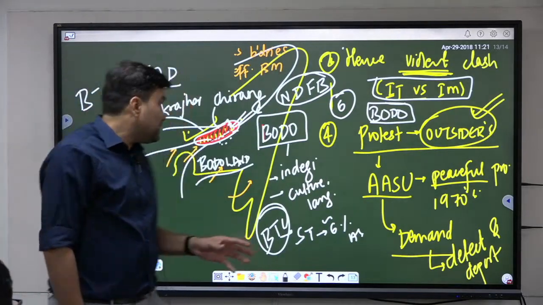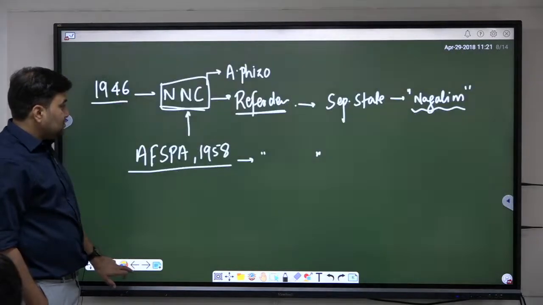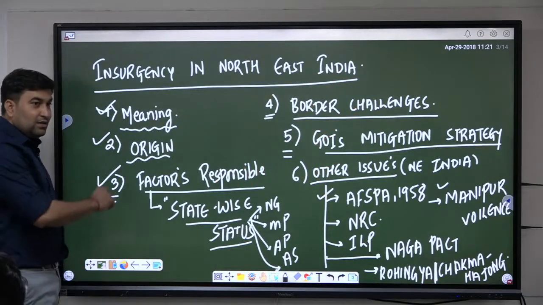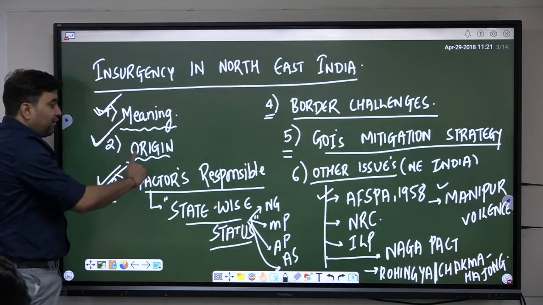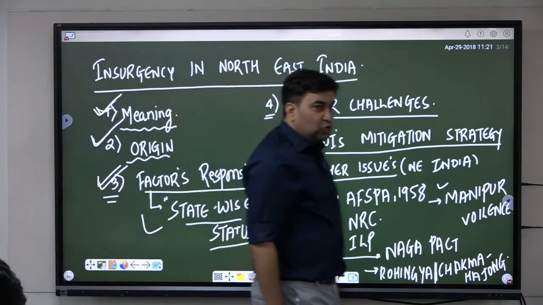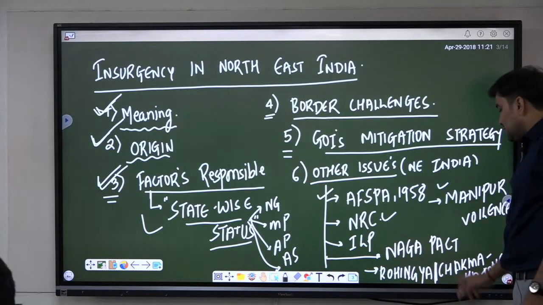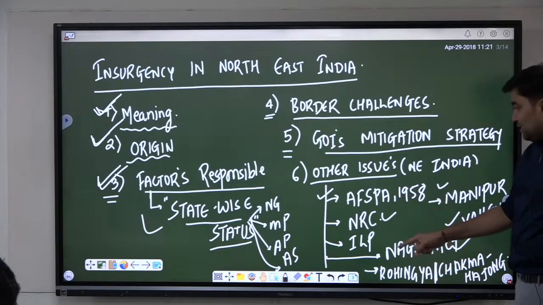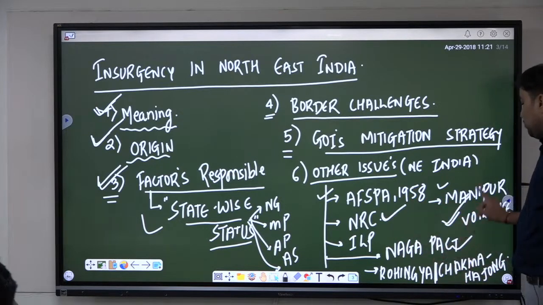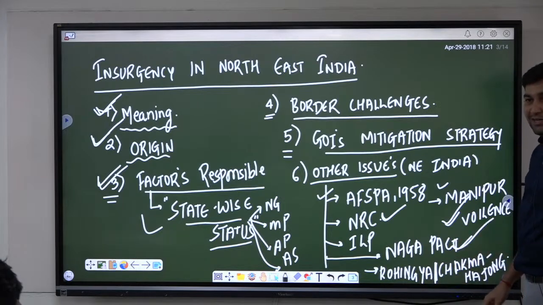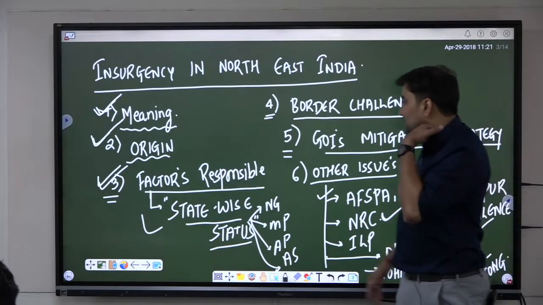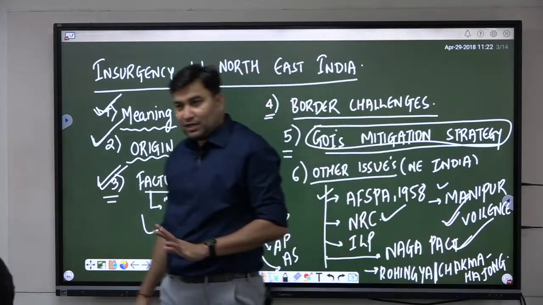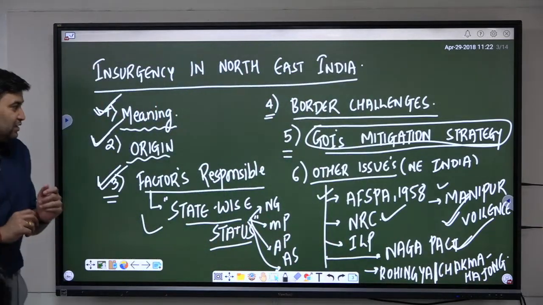Now, after this, what was the point? Just see the index page. I hope you got the idea. Meaning, origin, factors, state-wise status, and issues like basically अभी हमने discuss किया NRC, Naga Pact, right? Manipur violence. I hope that you are getting the idea. We are simultaneously discussing it. NRC का issue समझ में आया सबको? Manipur violence समझ में आया? Naga Pact समझ में आया, right? Now later we will understand this part, and now we will see about mitigation strategy or government of India का approach. Is it clear? We'll take a break and then we'll start it. Okay?